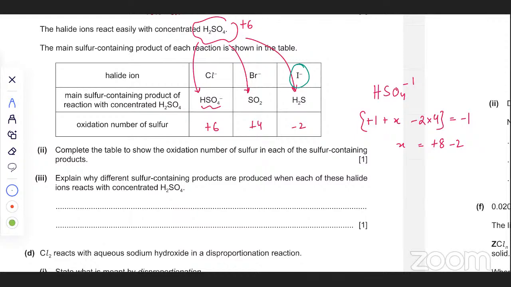It tells you that I is a pretty good reducing agent. That is the information you're going to get from that. So as you go down the group, you can just write Cl minus 1, Br minus 1, and I minus 1, and you can just show an arrow and tell them that the reducing power increases.